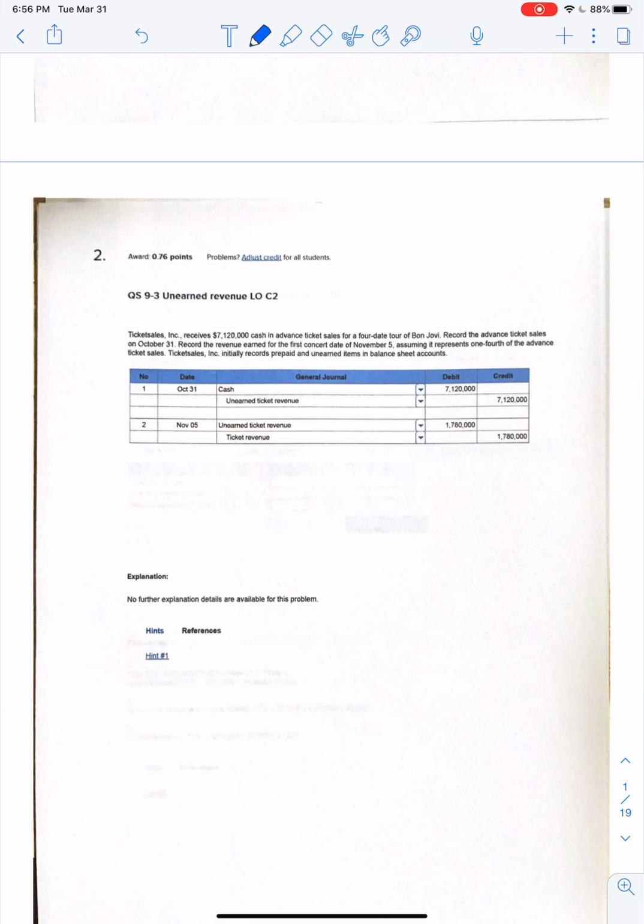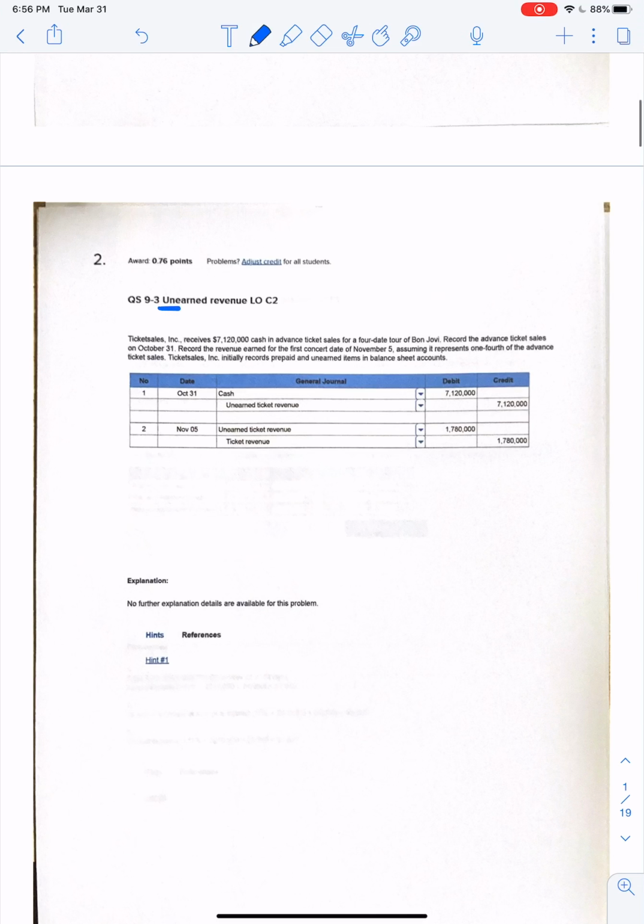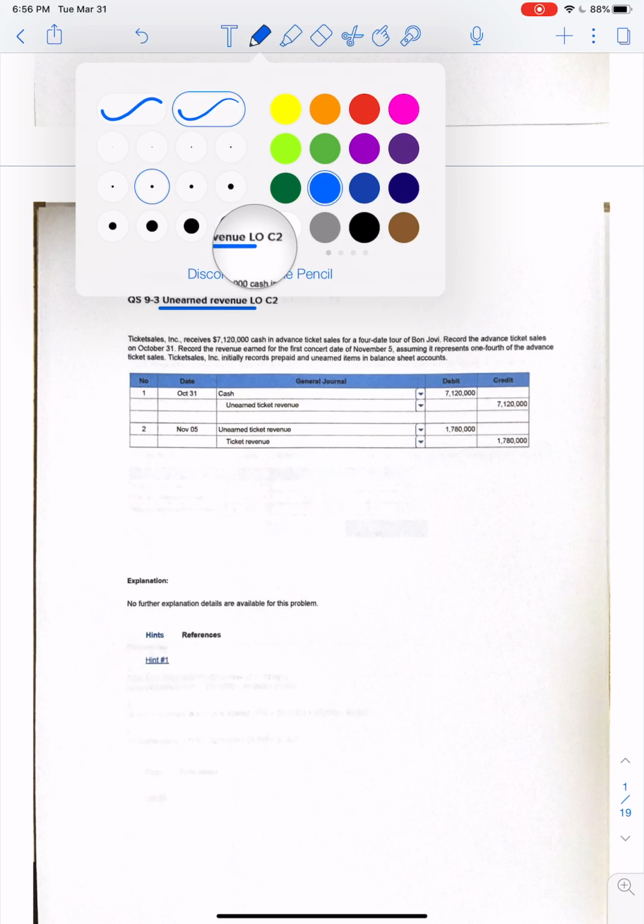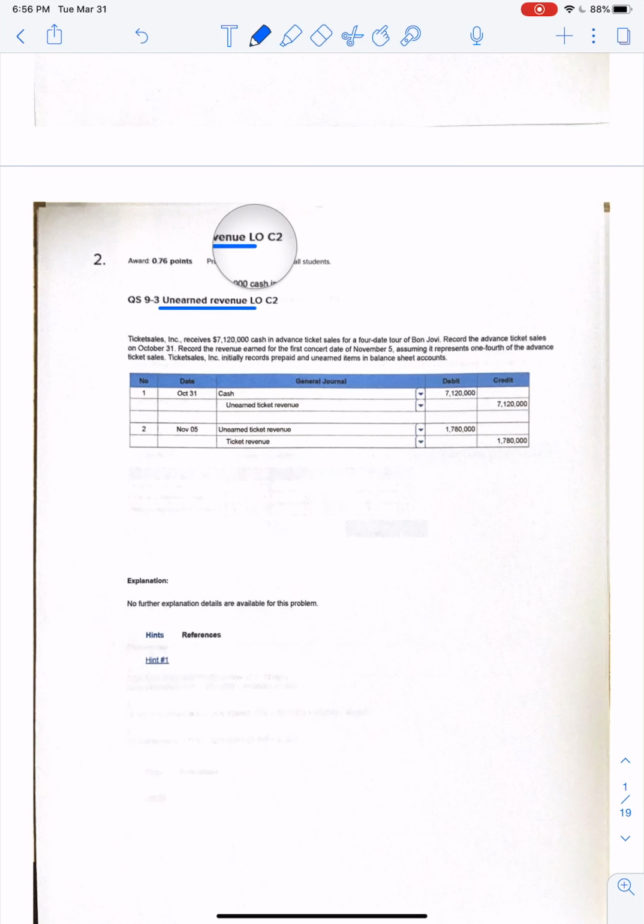All right, so for number 2, what we're going to look at is how we handle unearned revenue. Now, this is a topic we've dealt with in the past throughout the semester, but here we're going to look at it in a little bit different situation. So here, we're going to look at this in the context of a concert.